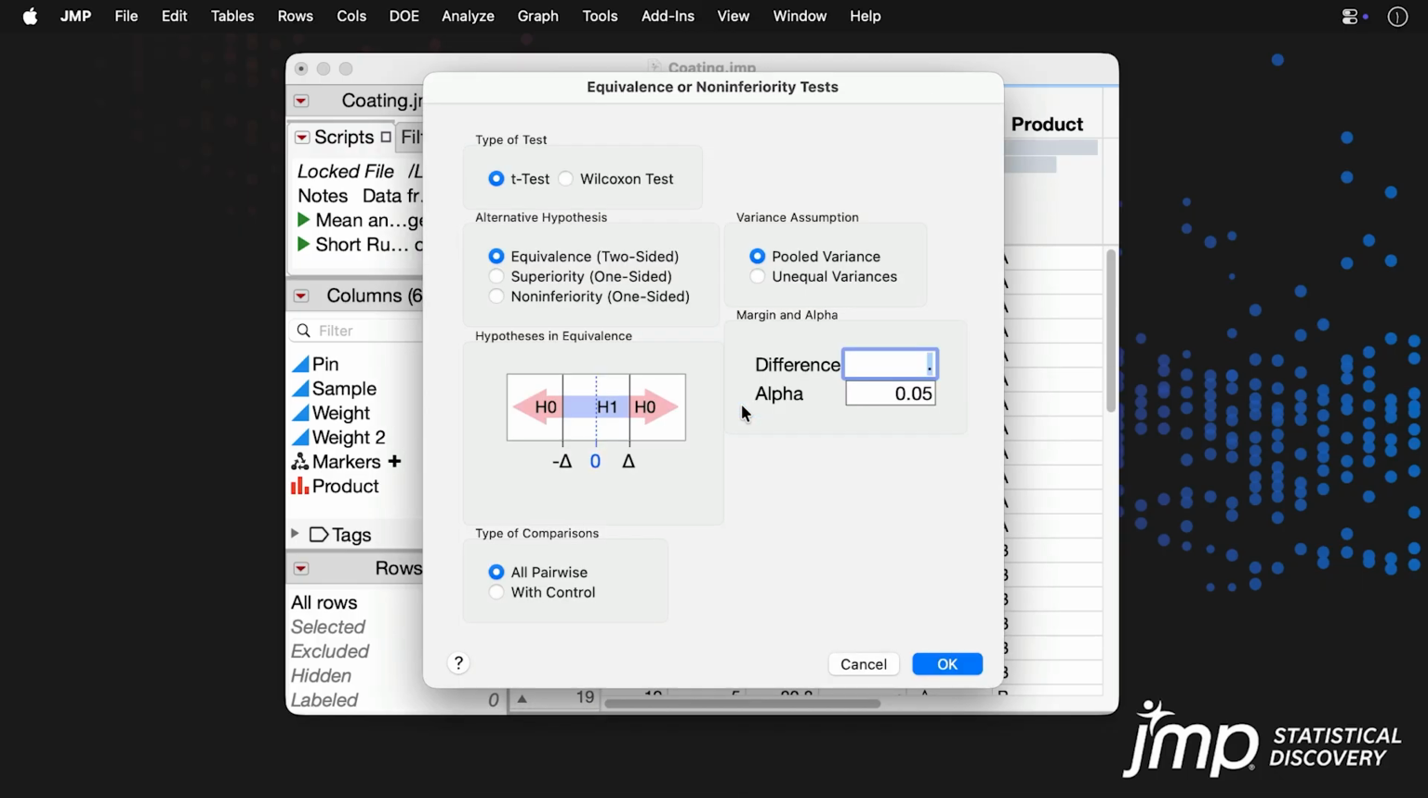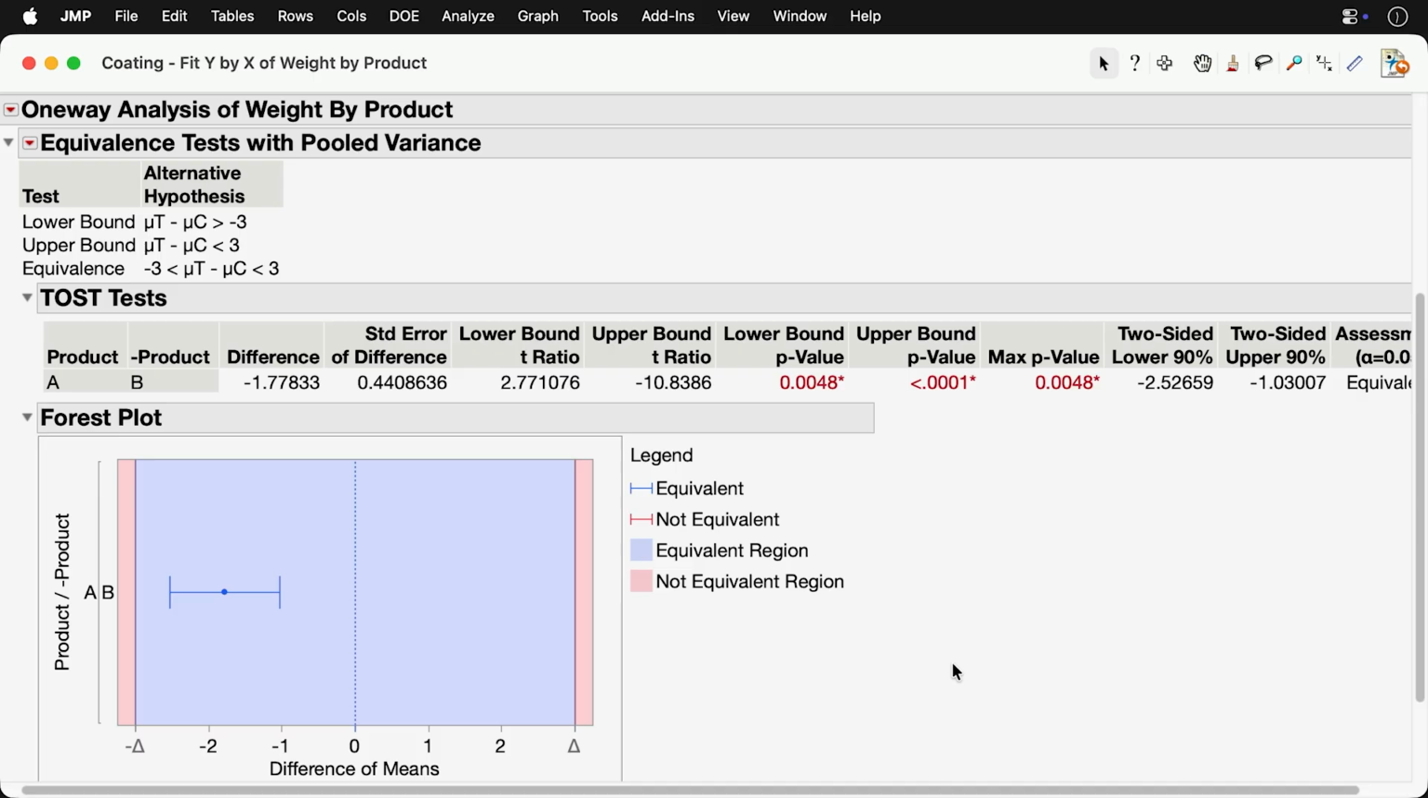Specify your test parameters, including the null hypothesis difference between means. Here, we'll specify a value of 3, meaning that a difference smaller than plus or minus 3 points would be considered practically equivalent. Once you've specified all test parameters, click OK to run the test.